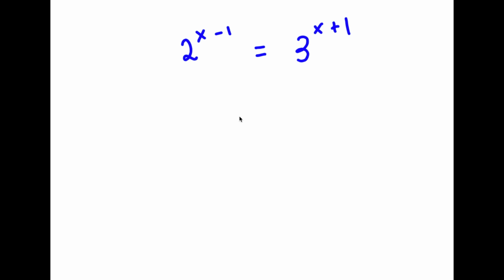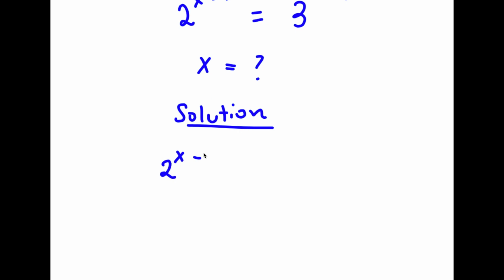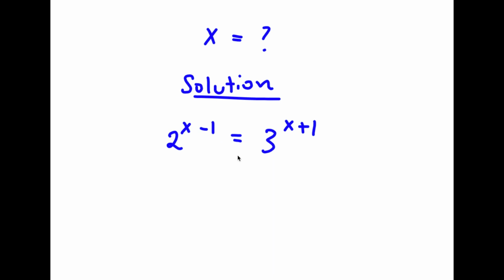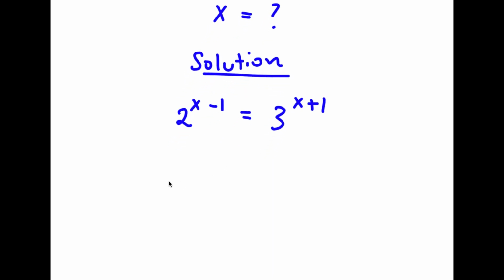Alright, so in this problem, I have 2 to the power of x minus 1 is equal to 3 to the power of x plus 1. So I want to find the value of x here. So for my solution, I first start with 2 to the power of x minus 1 is equal to 3 to the power of x plus 1. Now I'm actually going to take the log on both sides.